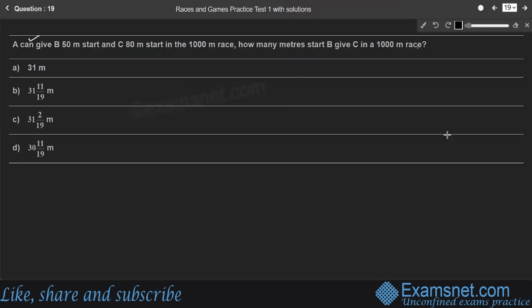Question number 19. A can give B 50 meters start and C 80 meters start in a 1000 meter race. How many meters start does B give C in a 1000 meter race? So here we'll consider a 1000 meter track. A can give B 50 meters start, so that means B is 50 meters ahead of A. If A is at the starting point, B is 50 meters ahead of A. And to C, A can give 80 meters start, so somewhere here C will be.